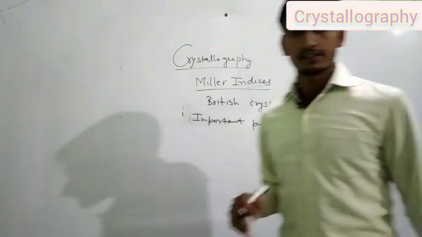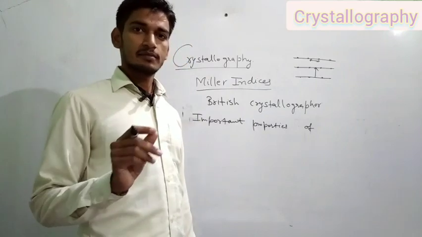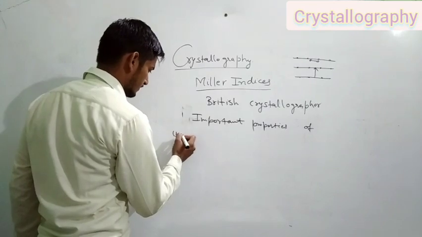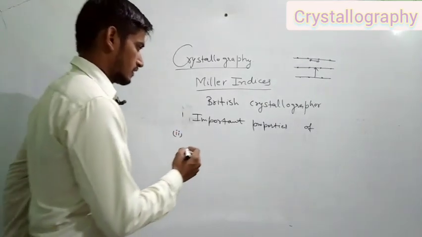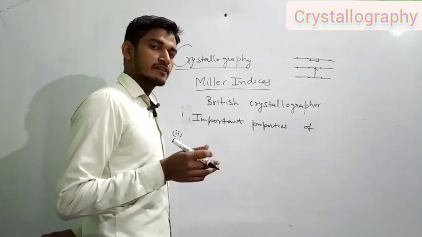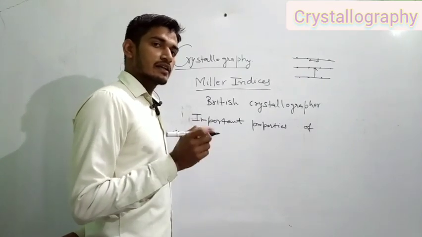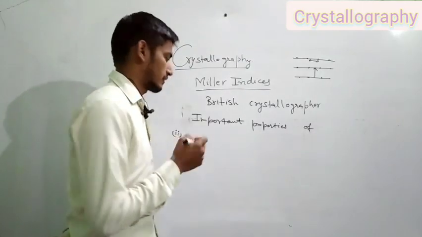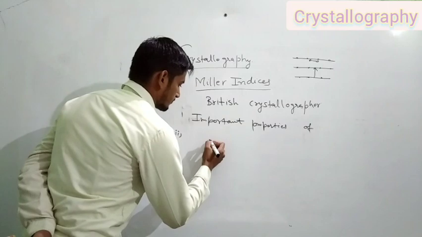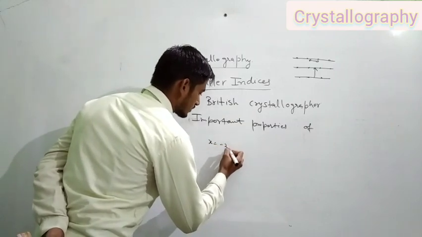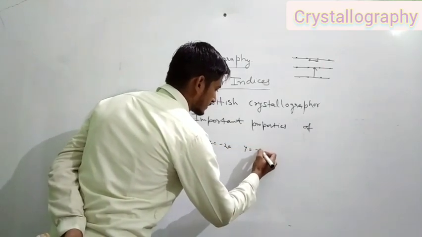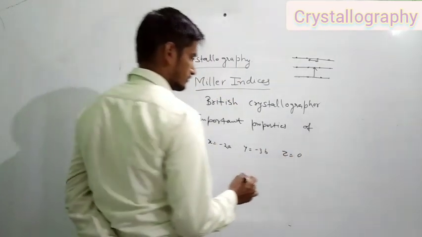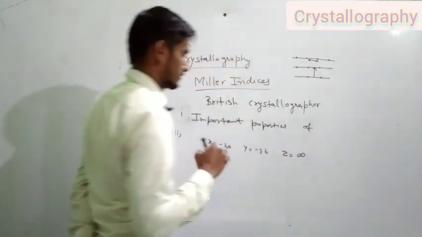Another important property is that negative Miller indices are represented by a bar. For example, if any plane cuts the negative z-axis, then the Miller index for this intercept is represented by 1 bar or 2 bar or 3 bar. For example, if x cuts at minus 2a, y cuts at minus 3b, z cuts at 0, infinite. Okay.